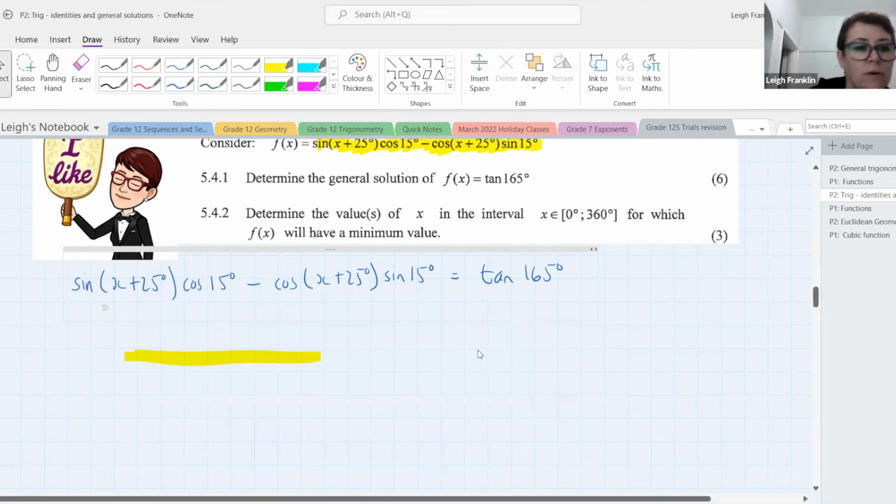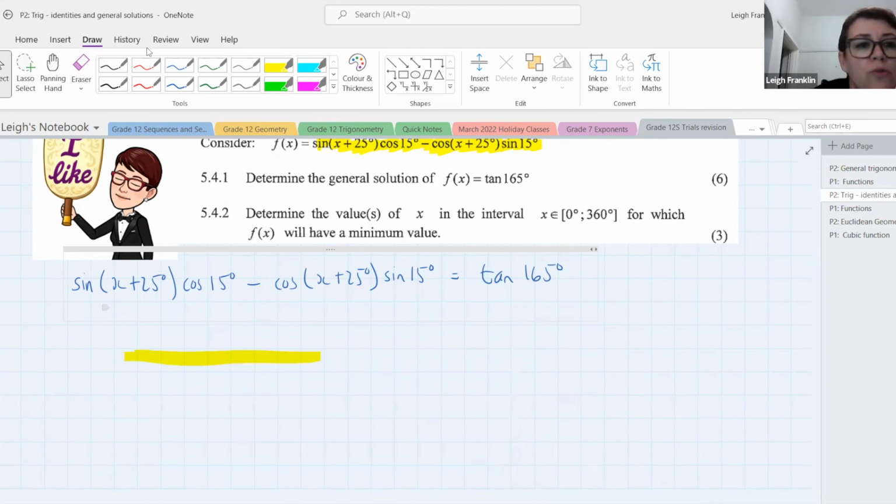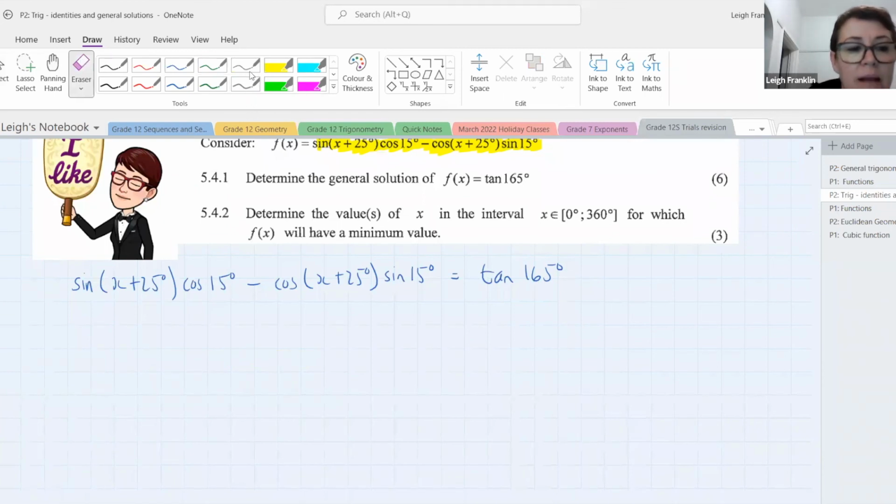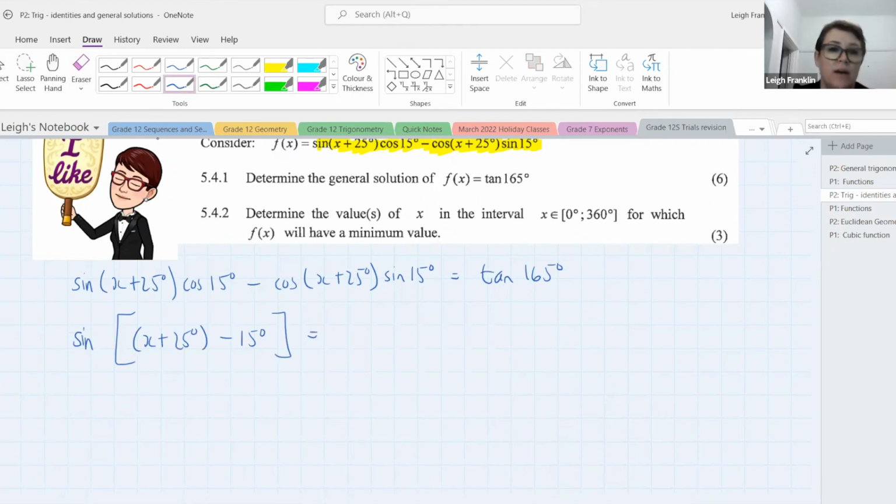I'm just going to delete that now, and we're going to use our sine compound angle identity. Remember, sine keeps its sign. So I'm going to write this as sine of x plus 25 minus 15, and that's going to be equal to the tan of 165.